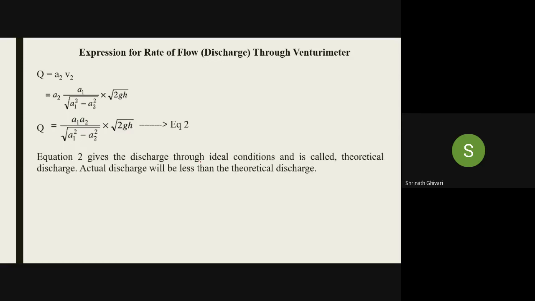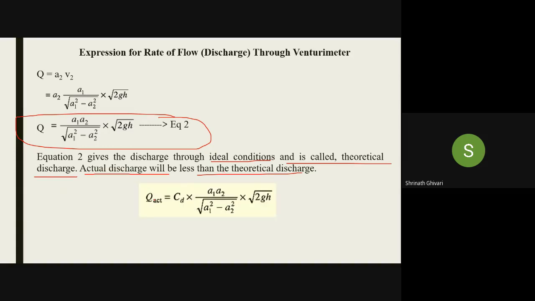Equation 2 gives us the discharge through ideal conditions and is called the theoretical discharge. But the actual discharge will be less than the theoretical discharge. Therefore, the Q actual formula will be Q actual equal to CD into A1 A2 divided by square root of A1 square minus A2 square into square root of 2GH.